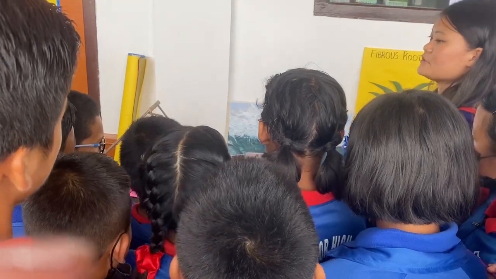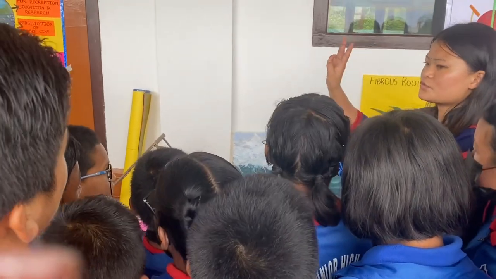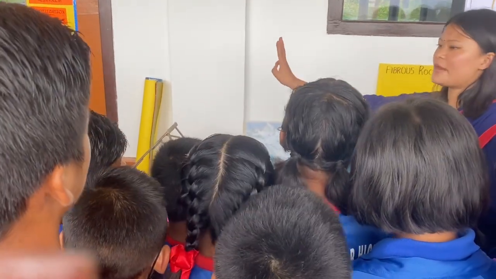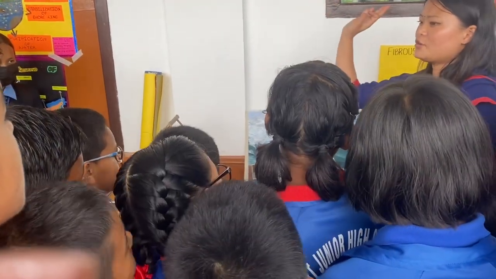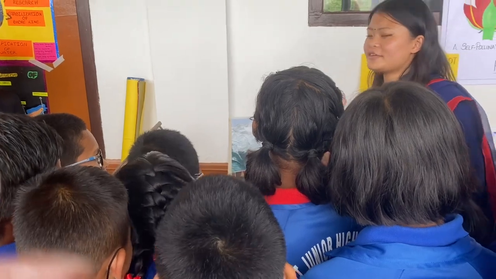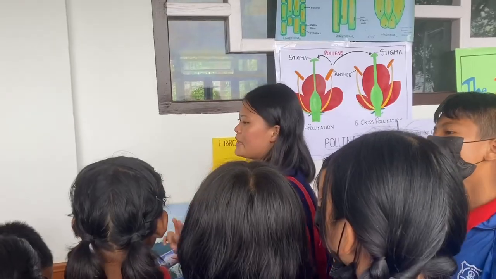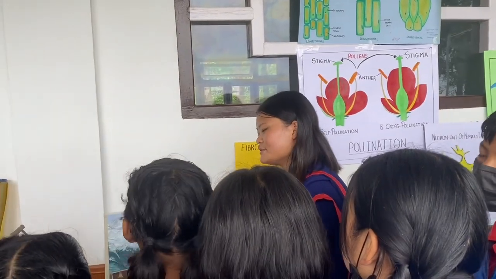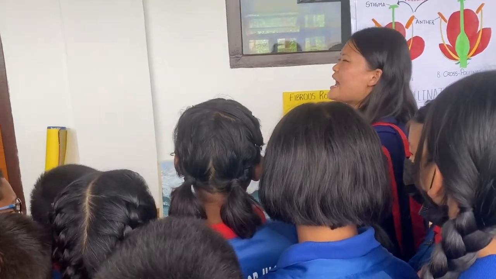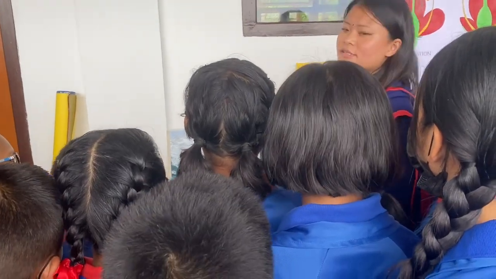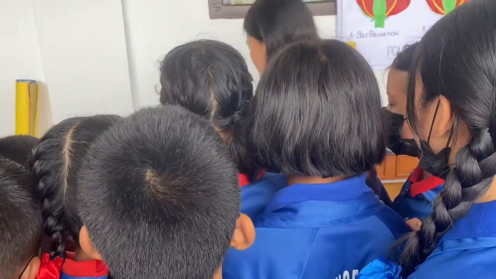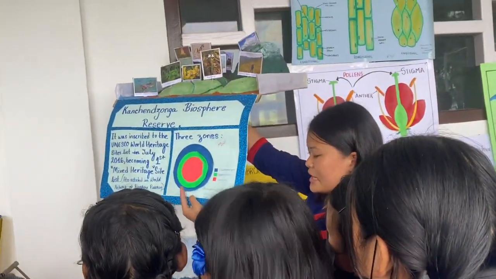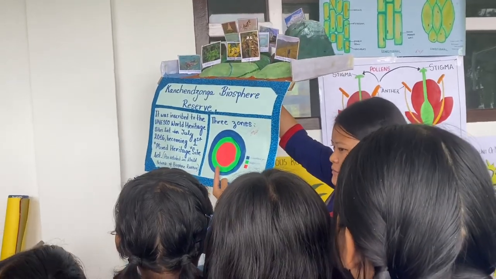And in the biosphere reserve, we have three important zones. Alright, what are the zones? Transitional zone. The next zone is the buffer zone. The last zone is the core zone. Okay, listen. Transitional zone, buffer zone, and core zone.